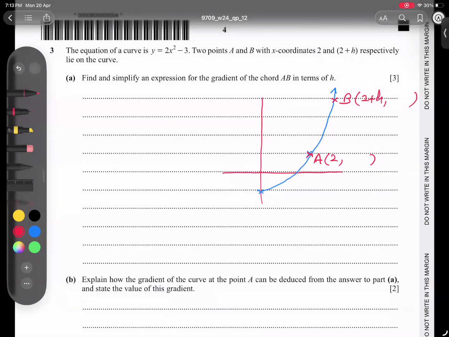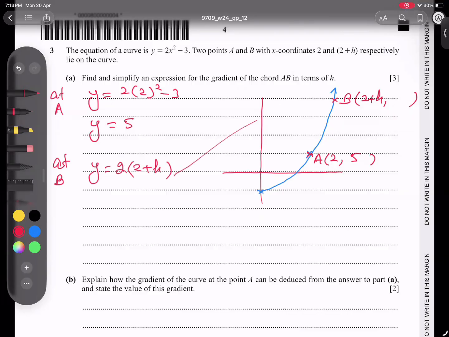One by one, I will plug in. When y is missing, what do I do? I replace x with 2 in the equation of the curve. So when I put 2, I get 2 times 4, which is 8, minus 3, which is 5. So A is (2, 5). This is clear. That is at A. Now at B, I replace every x by 2 plus h. You can see on the question on top, 2 plus h.